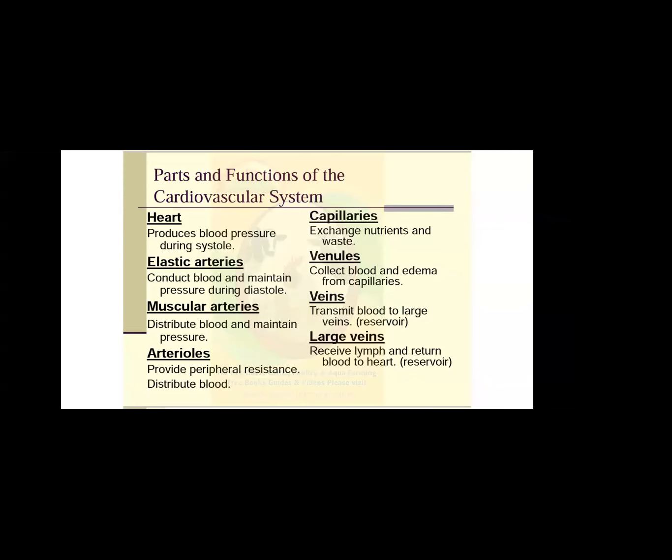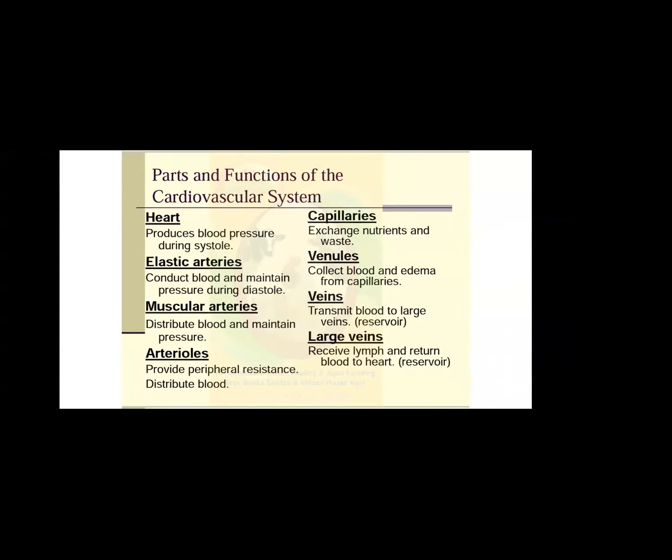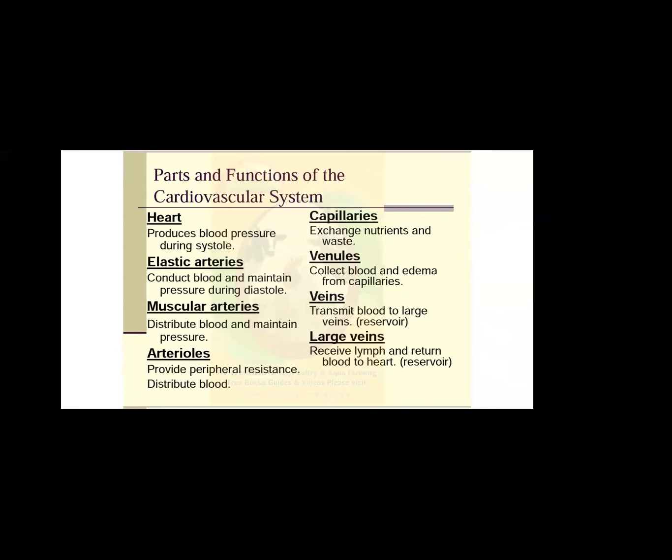Then we've got your arterioles. The arteries break down into arterioles, which are smaller. The elastic arteries are bigger, then you've got your muscular arteries found in the muscles, which are slightly smaller, then your arterioles, which are significantly smaller than the other arteries. These provide peripheral resistance and distribute blood. They enter into the periphery or the extremes of the body.